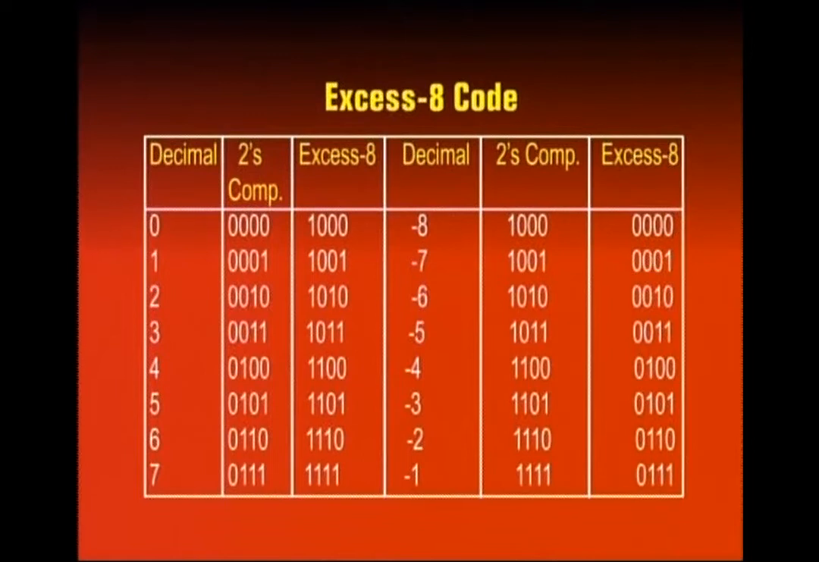Now, excess 8 code is obtained by adding a number to the lowest number -8 in the range such that the result is 0. So the number which you add to the lowest number -8 to give you a 0 is the number 8. So that's how you get excess 8 code. -7 is represented as a 1 because 8 is added to -7, the result is 1. So you write 0001, which is the excess 8 notation. The resulting code which you get is known as the excess 8 code or biased 8 code.